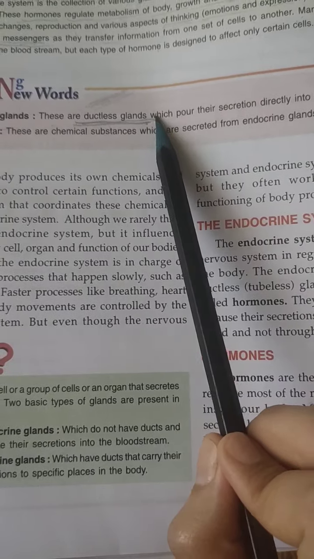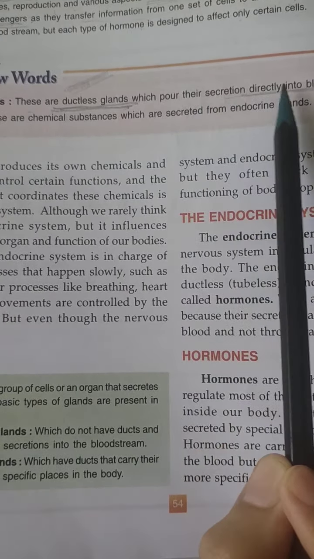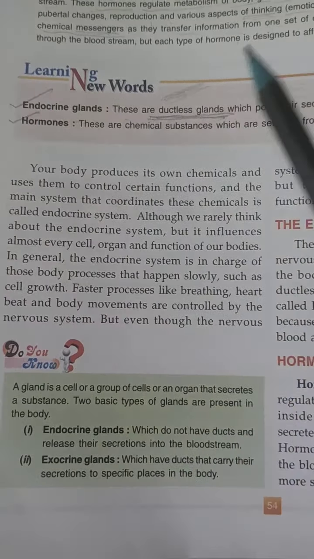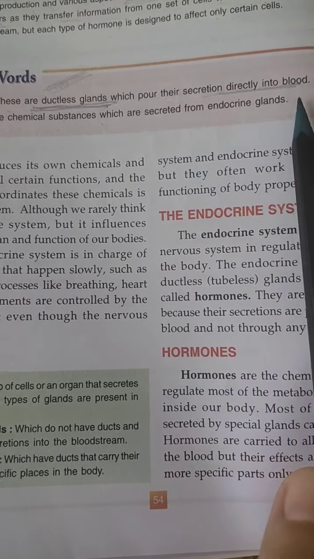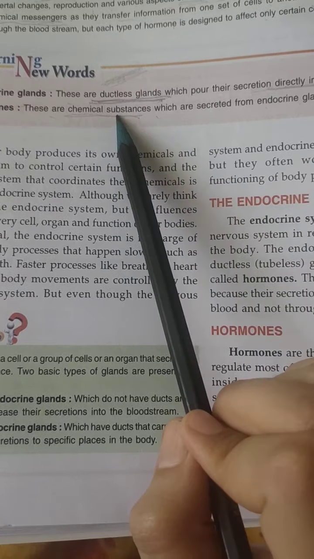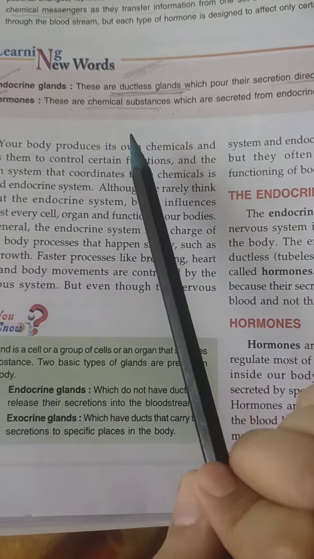They are the ductless glands which pour their secretion directly into the blood. So they pour their hormones directly in the blood. The next term is hormones. These are the chemical substances which are secreted from the endocrine glands. So these are the chemical messengers, chemical substances that are secreted from these endocrine glands.